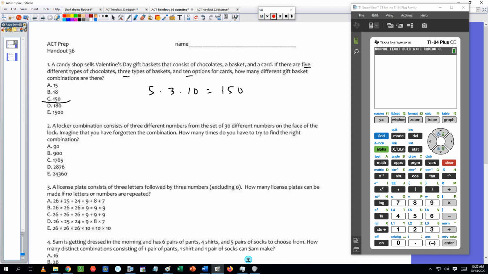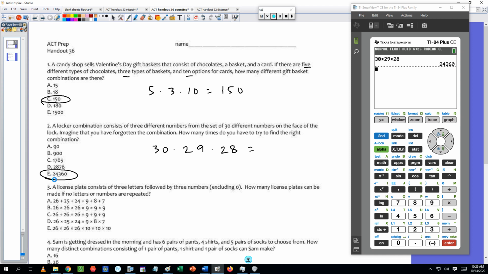Your answer is C. A locker combination consists of 3 different numbers from a set of 30 different numbers on the face of a lock. Imagine that you've forgotten your combination. So 3 numbers, 30 numbers is your first. You've used the number, 29 is your second. You've used 2 numbers, 28 is your third. 30 times 29 times 28, 24,360. Your answer is E.